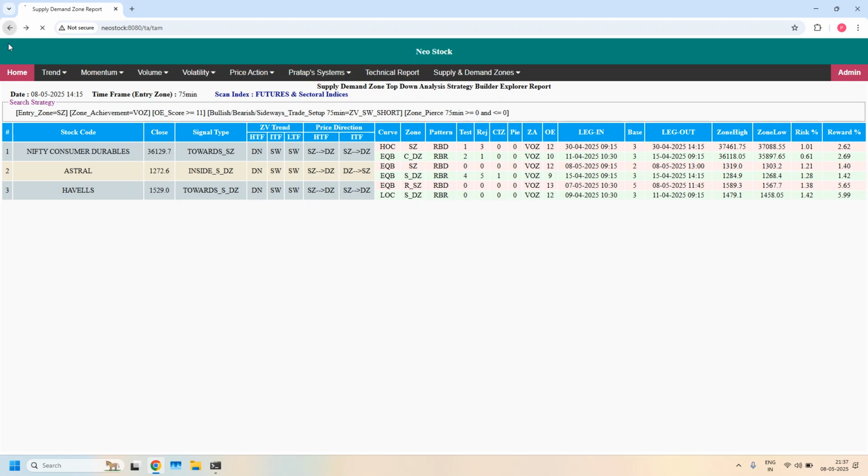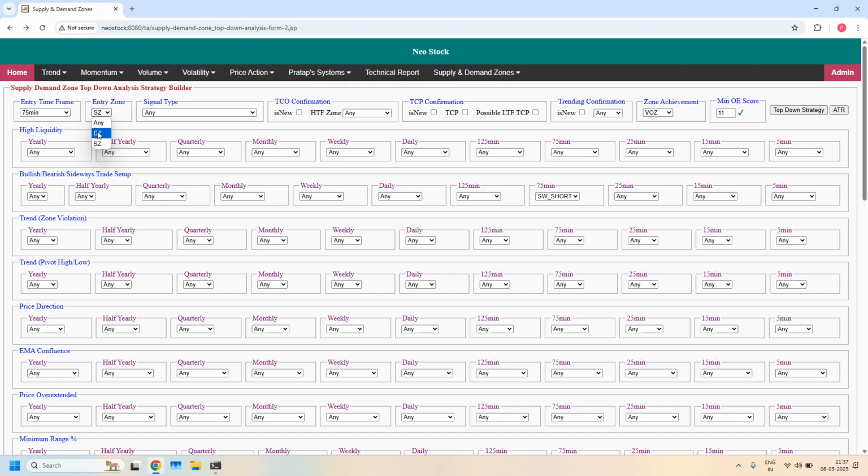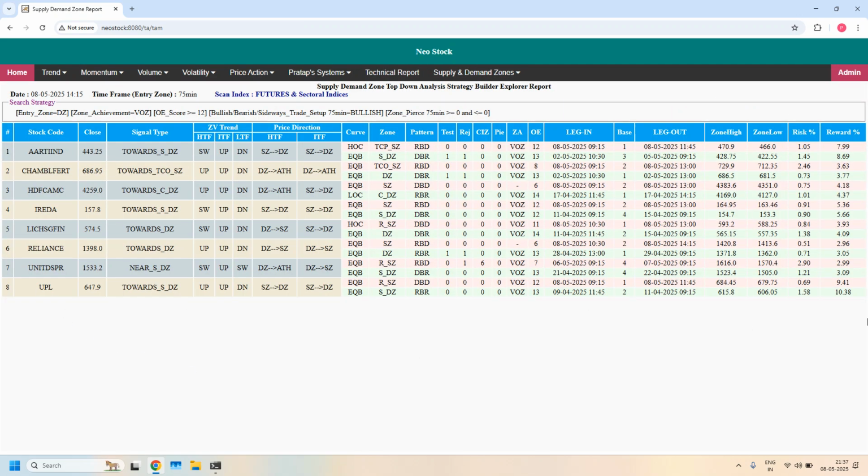Next, bullish trade setup. Entry zone, demand zone. Here 75 minutes, I am selecting bullish. And the only change in the parameters is minimum order enhancer score 12. So with these filters, we got 8 stocks supporting bullish trade setup for weekly income trade. And entry time frame zones are 75 minutes demand zones. So we have total 8 75 minutes demand zones.